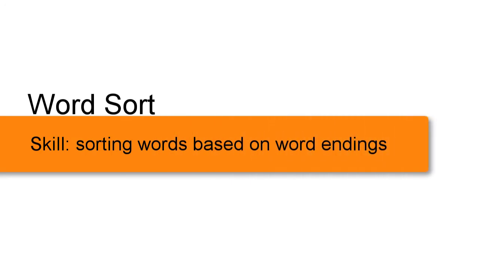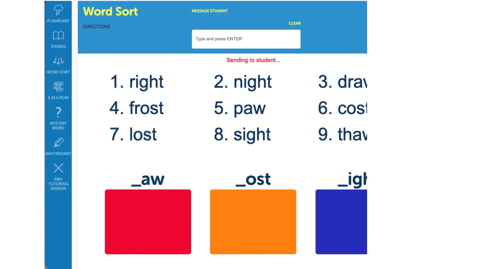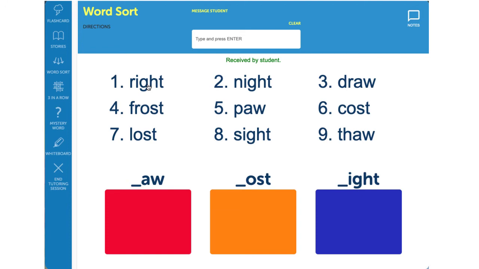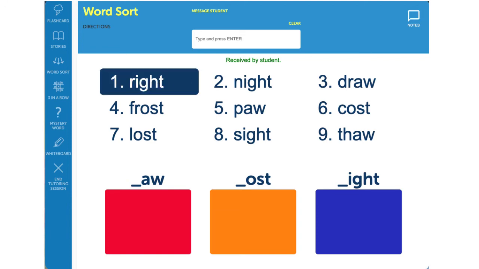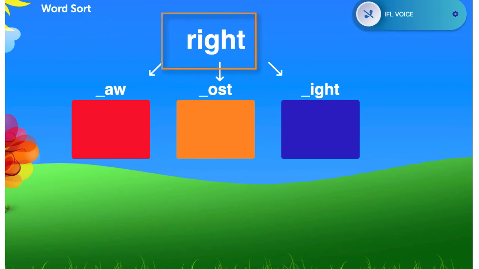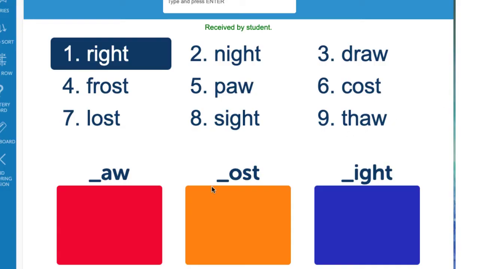In the Word Sort activity, students will practice sorting words based on their word endings. This is great practice for students learning how to sound out words. As the tutor, you will select the word from the list of 9 words you'll see above coloured boxes. Your student will see the same word on their screen, but will only see one word, not the menu that you have. Ask your student where the word belongs based on the word ending.